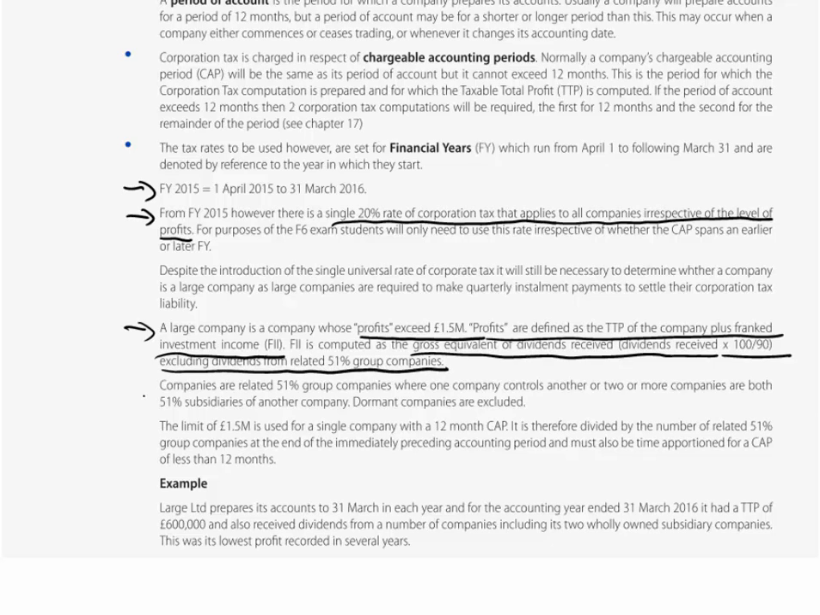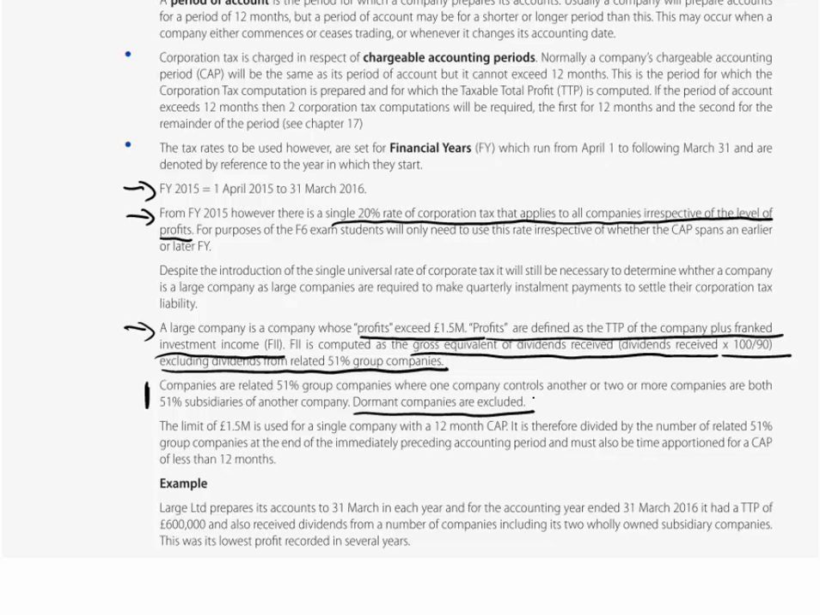And we then defined what we meant by related 51% group companies. Basically, if a parent company has a 51% subsidiary, they're related 51% group companies. If the parent has two or more subsidiaries, then all of those companies, co-subsidiaries with their parent, are related 51% group companies. The only companies we excluded from that were dormant companies.